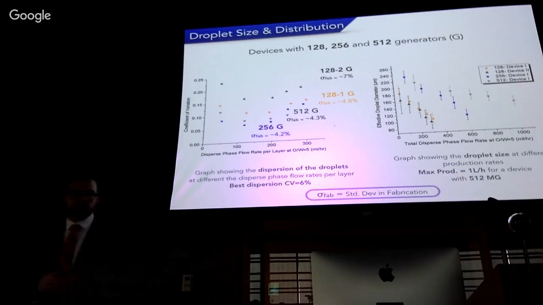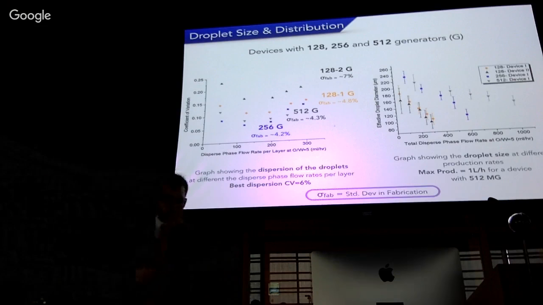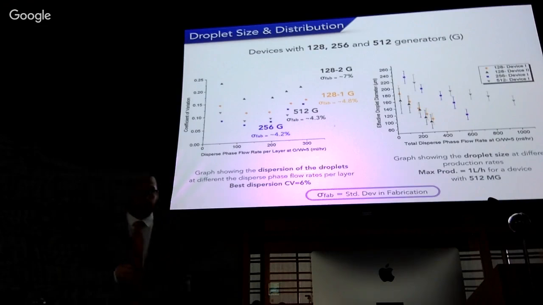And the other characterizations that we did is we plot now here the effective droplet diameter against the total dispersed phase that you can generate in the devices, and we achieved production volumes up to 1 liter an hour, and we were able to parallelize up to 512 of these generators.